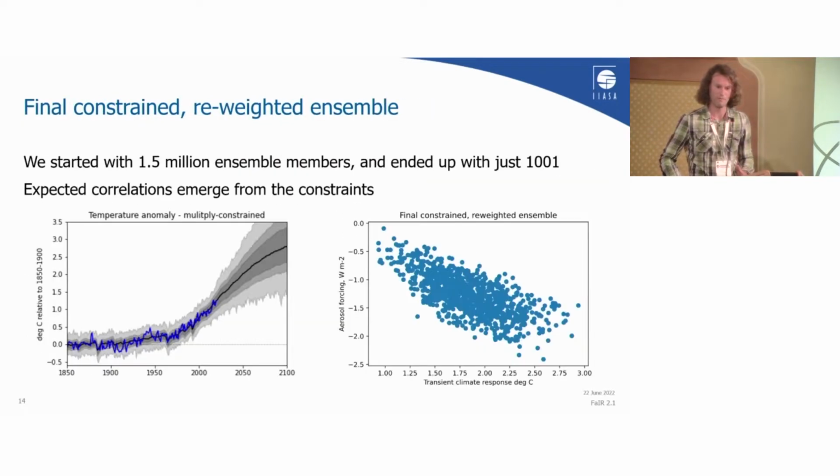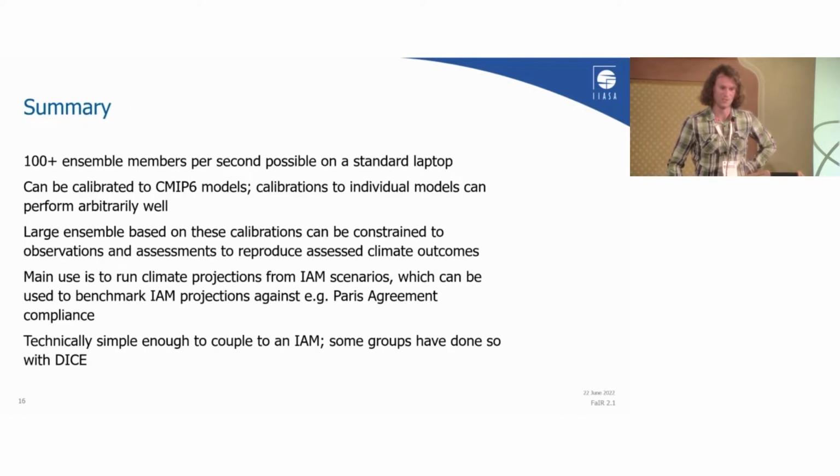I'm going to skip through these slides just to show you, when we constrain on multiple parameters, what's the difference between what we come up with for a constrained projection on the left. So this is basically our final ensemble. And we get things such as the correlations between transient climate response and aerosol forcing that we expect. So I'm going to skip to the conclusions and I'd be very happy to take questions. Thank you.